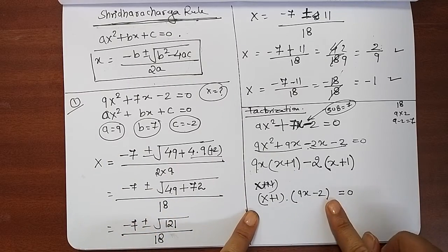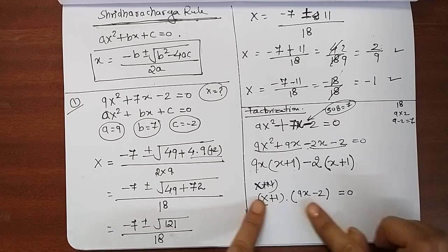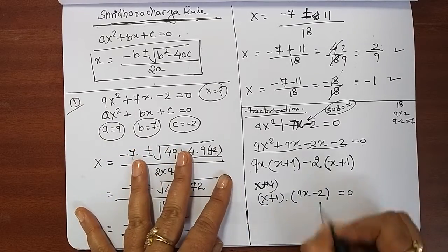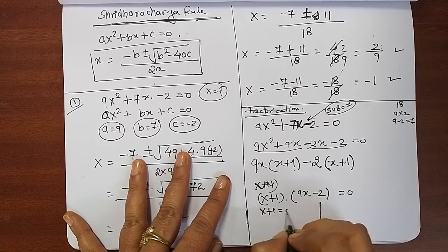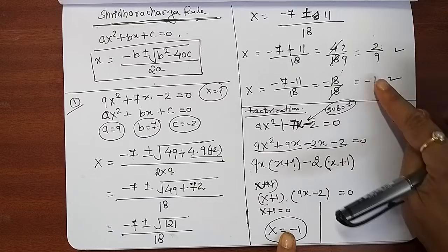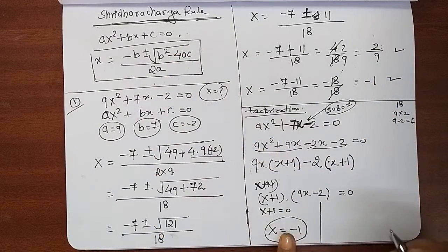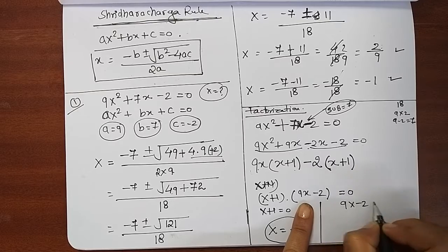How to solve after factorization? We have to put this factor equal to 0 and this factor equal to 0, and it will give me answers. Okay, so let me put x plus 1 is 0. So my x is minus 1. This is my first root, and I can see it is matching with the root that I got using the Sridharacharya method.